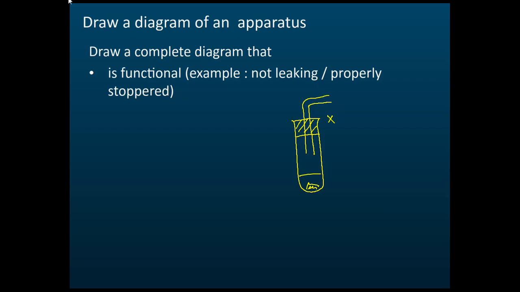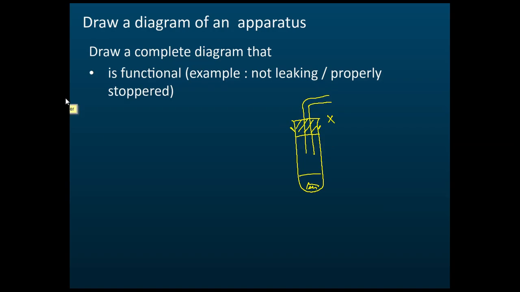Wrong. And second, you see here the cork is fully inserted into the test tube, so this is also not correct. So you must draw the mouth of the test tube here, to show that the cork is not fully inserted into the test tube, so it cannot be blocked.